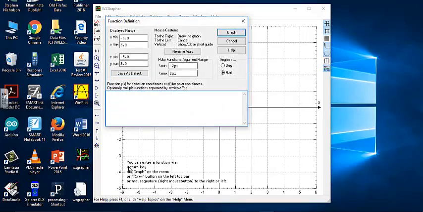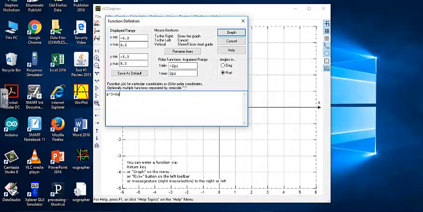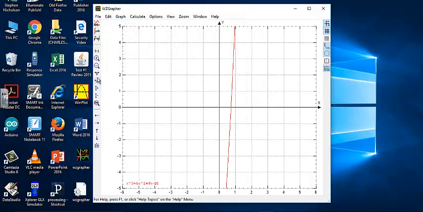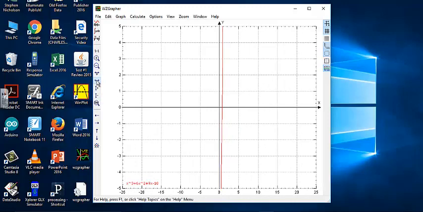So the function is x cubed plus 6x squared plus 9x minus 10. And I've got to zoom out a little bit. Okay, minus, minus, minus. There we go.